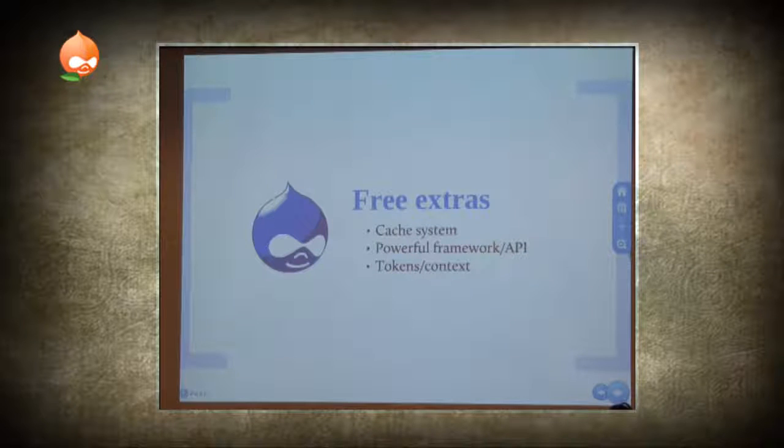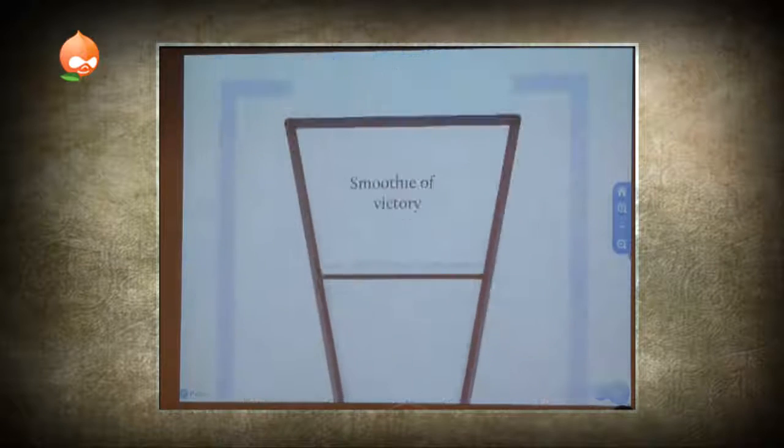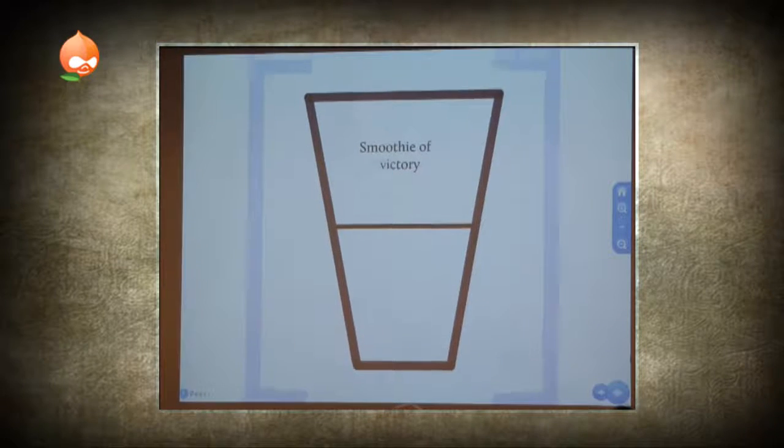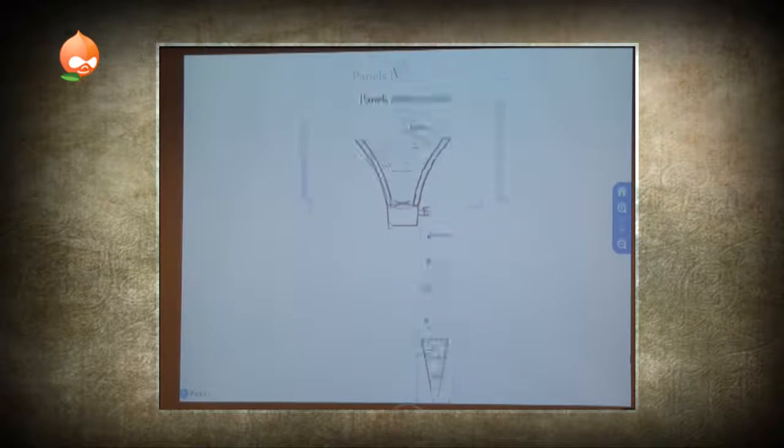Say that you want to generate content on this new panel page that you're generating. If you're feeding it appropriate context, you can use tokens from those contexts. Let's say we're feeding it the currently logged in user. We can now say, hi, currently logged in user, and then use that information. All this adds up to a smoothie of victory.